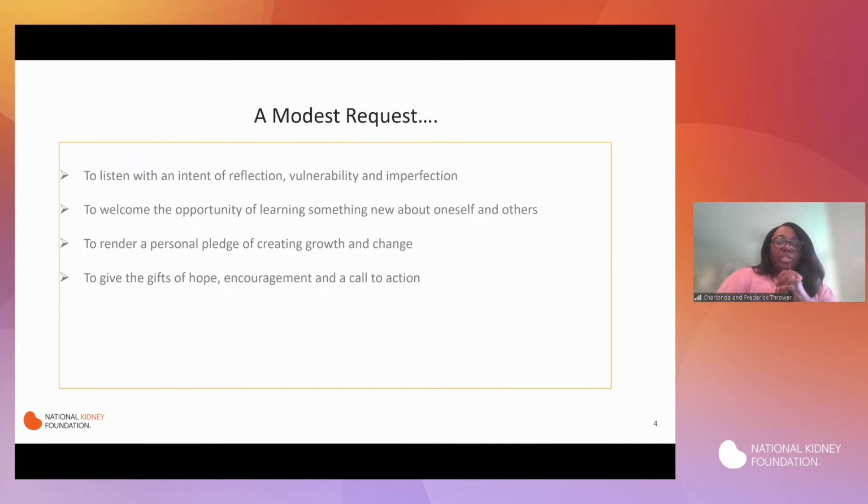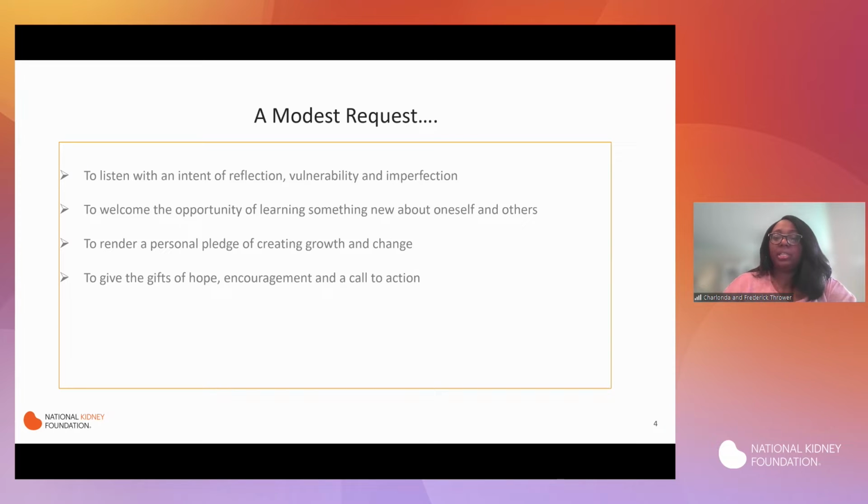Before we begin, I do have a modest request. I ask all listeners and participants to listen with an intent of your own reflection, also some level of vulnerability, and also a level of imperfection, which I consider to be perfect because none of us are perfect. As human beings, there's a beauty in being imperfect, and in being vulnerable, and in welcoming the opportunity of learning something new about oneself and about others, because that's what this is about.